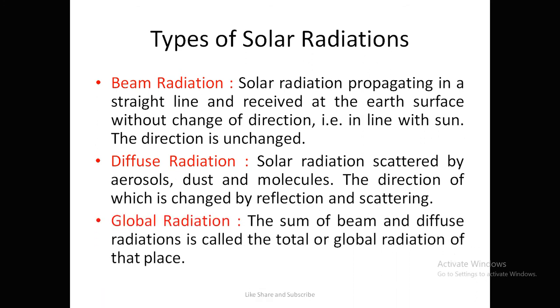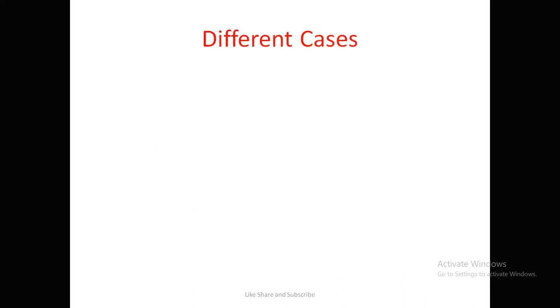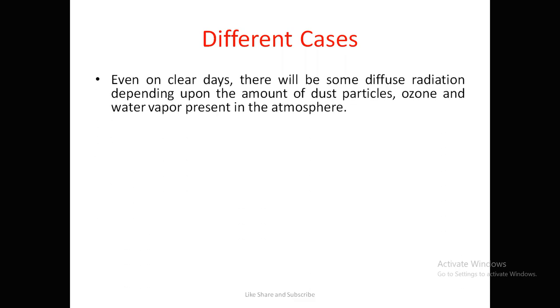Global radiation means the sum of beam radiation and diffuse radiation, which is called total radiation or global radiation of that place. So what are the different cases? Even on clear days, there will be some diffuse radiation depending upon the amount of dust particles, ozone and water vapor present in the atmosphere. Yes, the atmosphere contains these particles, which means we can't get rid of them. So these particles should always be there.